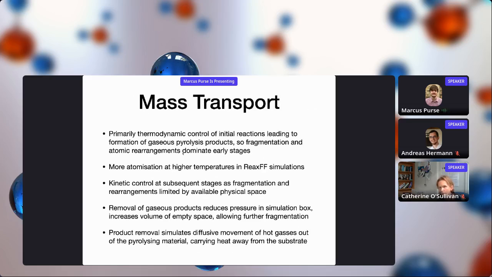Mass transport: we see primarily thermodynamic control of the initial reactions, but once we start to see more space opening up, we tend to get reactions that are limited by the availability of physical space of fragments. So fragments physically have to move towards each other in order to react.